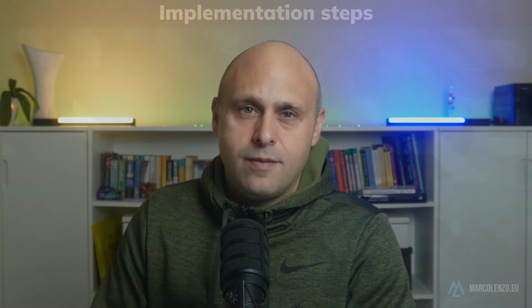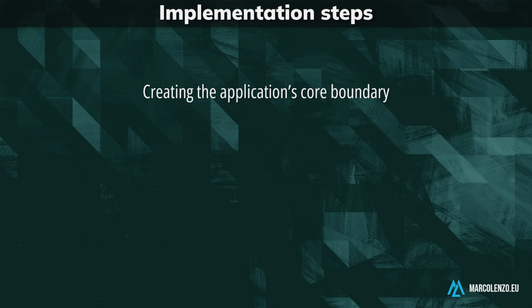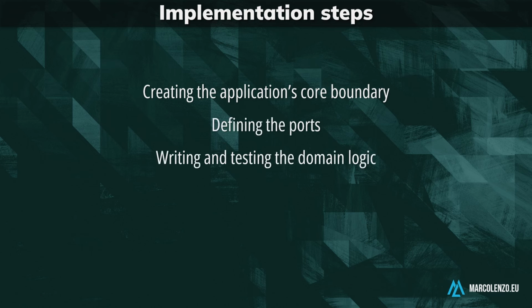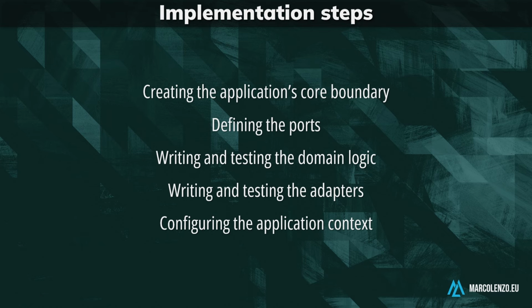In the spirit of the hexagonal architecture, we should start by writing our business logic without external dependencies. Ideally, using a plain programming language, no frameworks. The steps I like to follow are creating the application's core boundary, defining the ports, writing and testing the domain logic, writing and testing the adapters, configuring the application context.